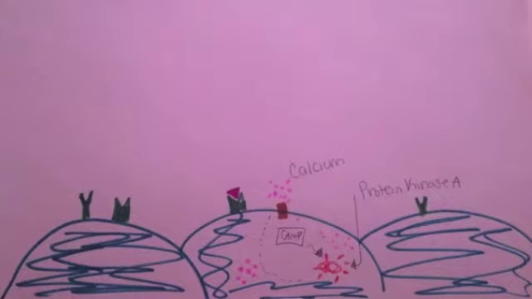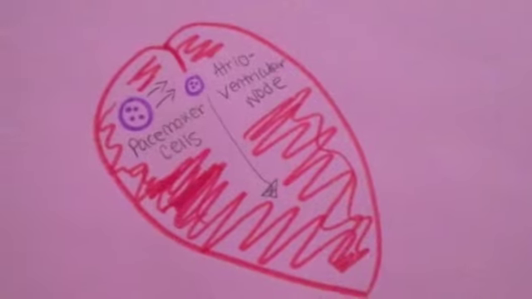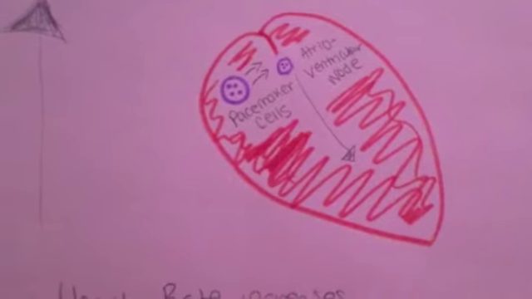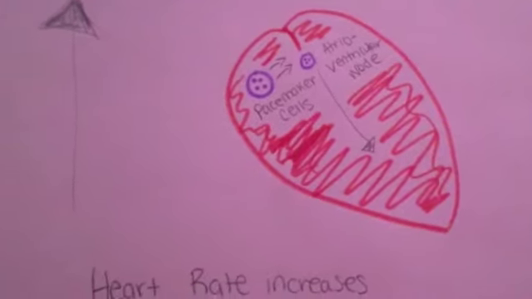Calcium is released and causes phosphorylation. This adds a phosphate to the myosin heads. As a result, the sinoatrial node, which contains pacemaker cells that determine the heartbeat, sends electrical signals to the atrioventricular node, and because of this, the heart rate is able to increase.